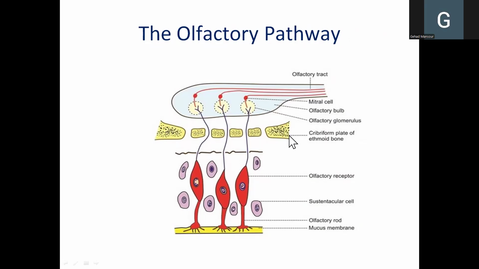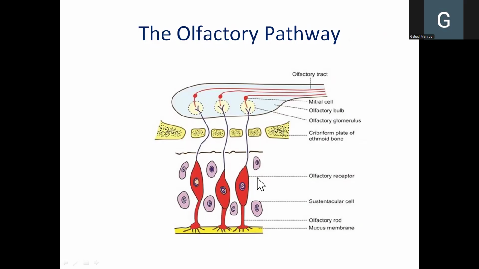Actually, this is the roof of the nose. We will start from the beginning again. This is the roof of the nose, and this is the ethmoid bone, and these are the perforations in the ethmoid bone, and this perforated part is called the cribriform plate. The distance between the cribriform plate and the mucous membrane is not long. This is just the thickness of the mucous membrane. So the olfactory receptors are embedded in the mucous membrane.